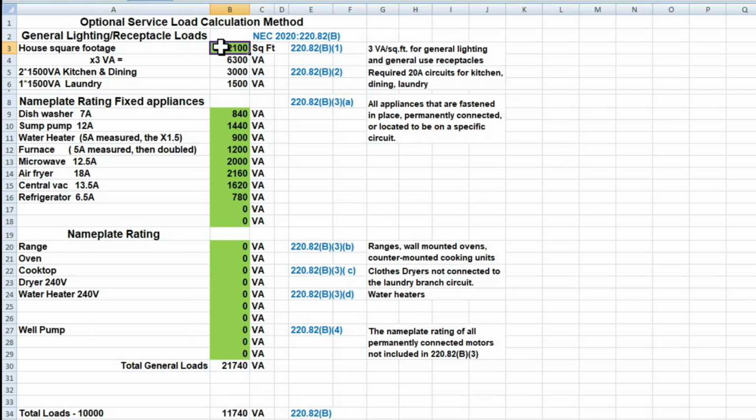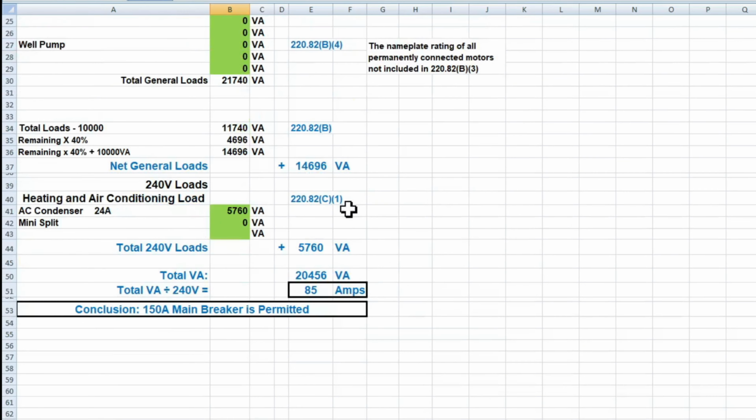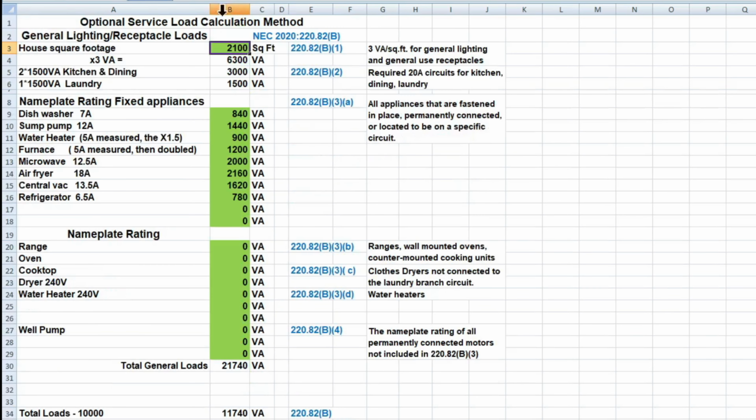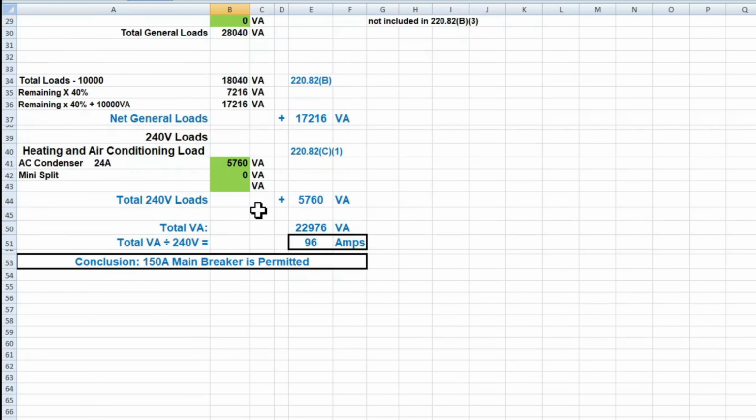But let's just change this 2,100 square feet. Remember, we had an 85 amp load. Let me change that. I'll double it to 4,200 square feet. And let's see what that does. It changes it to 96 amps. So my answer is still the same. A 150 amp main breaker is still permitted.